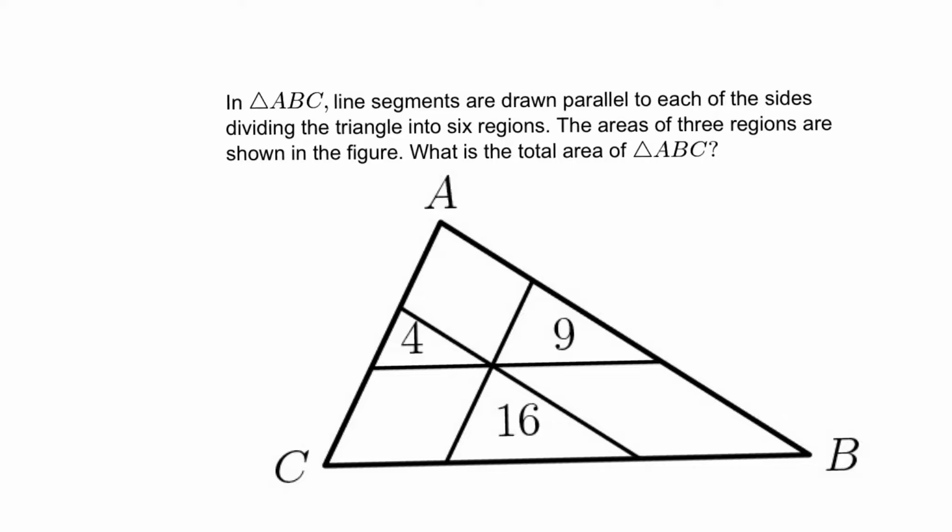Let us have a look at this interesting problem related to similar triangles. In triangle ABC, line segments are drawn parallel to each of the sides, dividing the triangle into 6 regions. The areas of 3 regions are shown in the figure. What is the total area of triangle ABC?